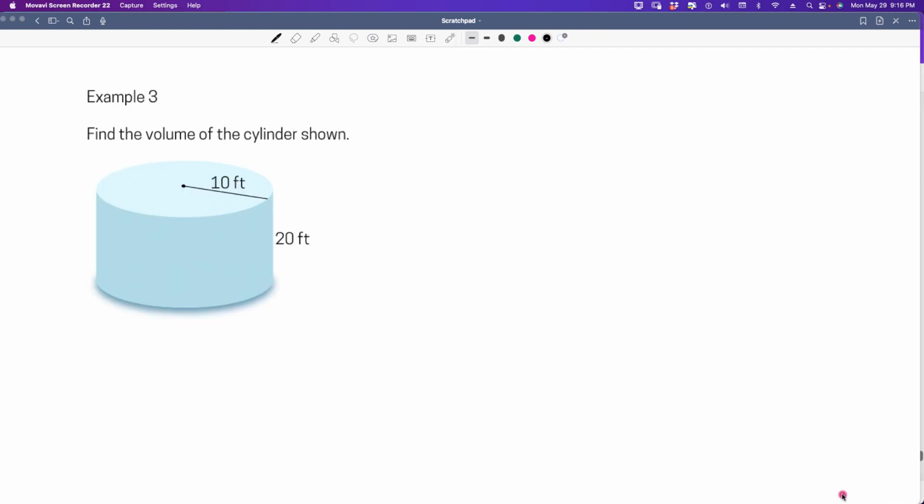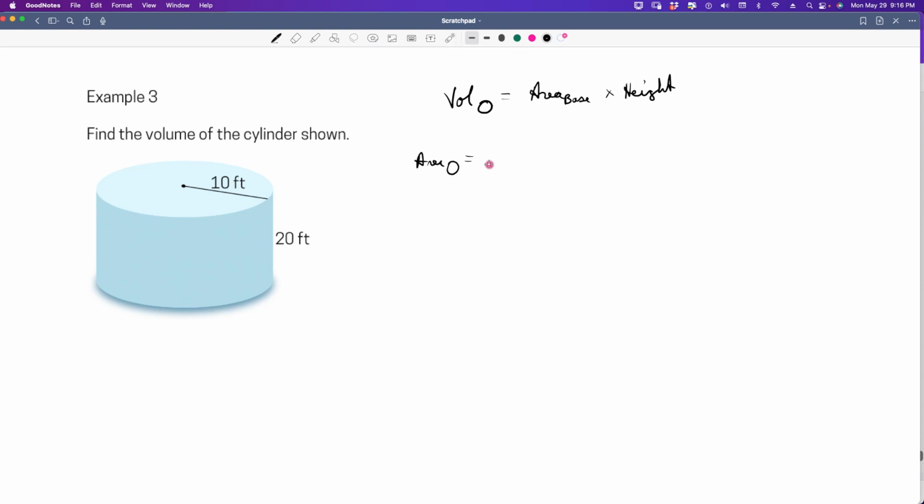So example problem 3 is where it gets a little bit harder. Remember though that I told you that volume is really just the area of the base times the height. So the volume of a cylinder is going to be the area of the base times the height. So all we have to do is find the area of the base. And the area of the base, in this case, the base is a circle, right? So the area of the base is going to be a circle with a radius of 10 feet. So let's find the area of the circle first.